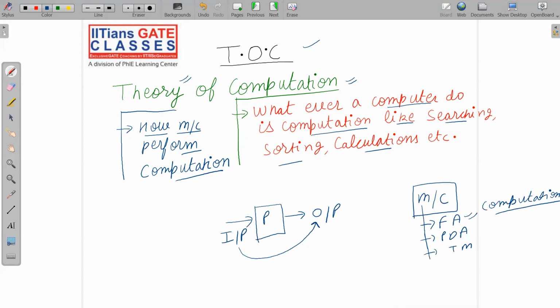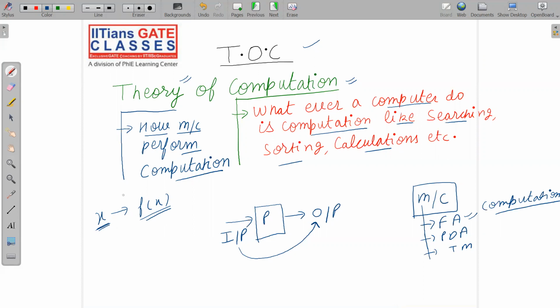And if you want a little bit more mathematical term, then I can say computation means given x, you want to find f of x. So you have an x, and given x, you want to find f of x. That is the basic meaning of computation. That means computing a function, that means finding the value of f(x) given x.